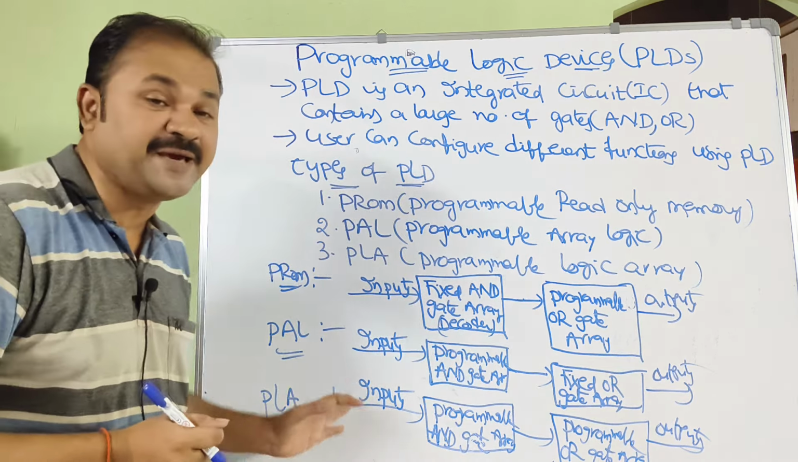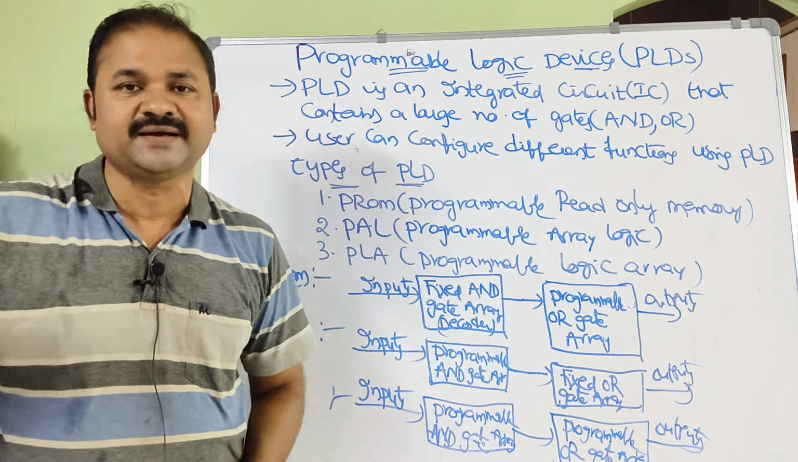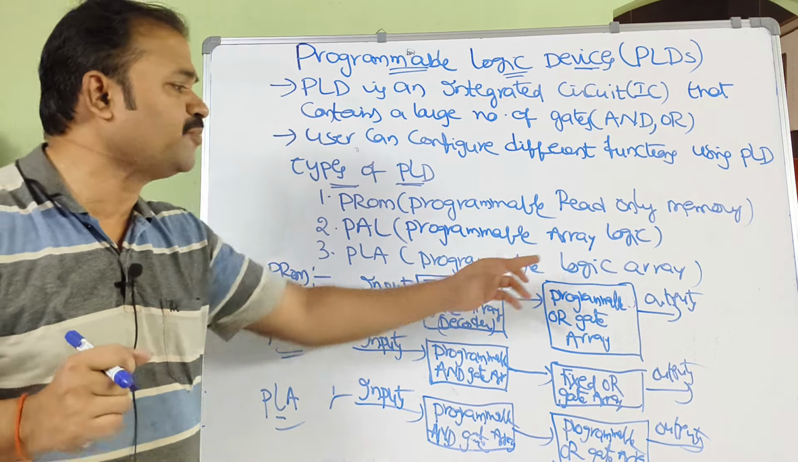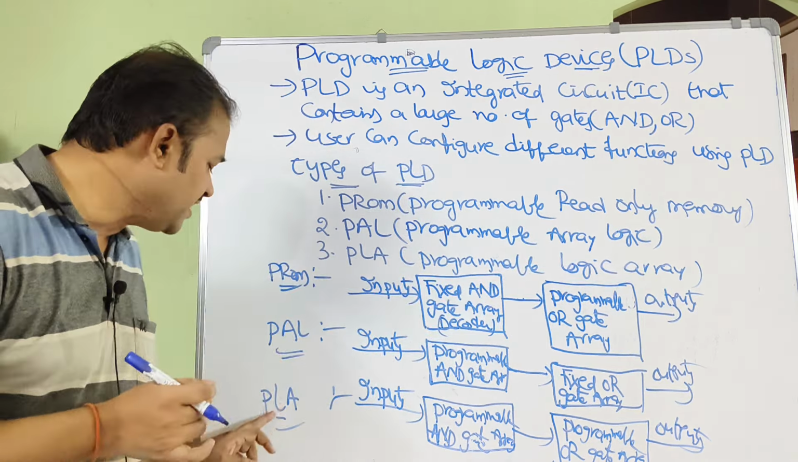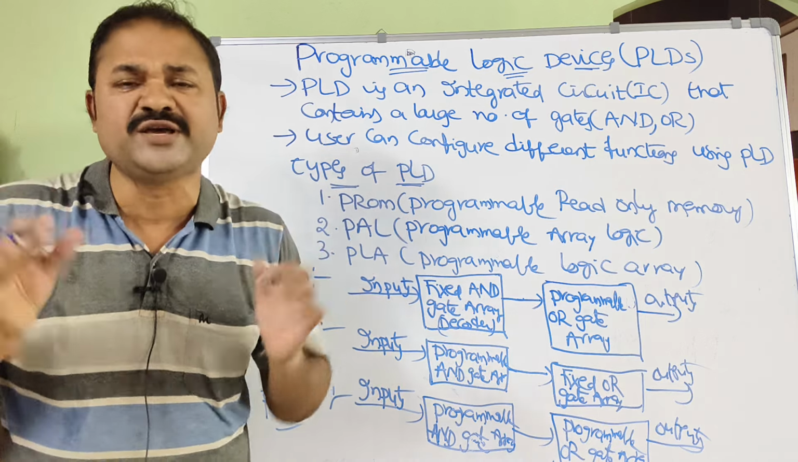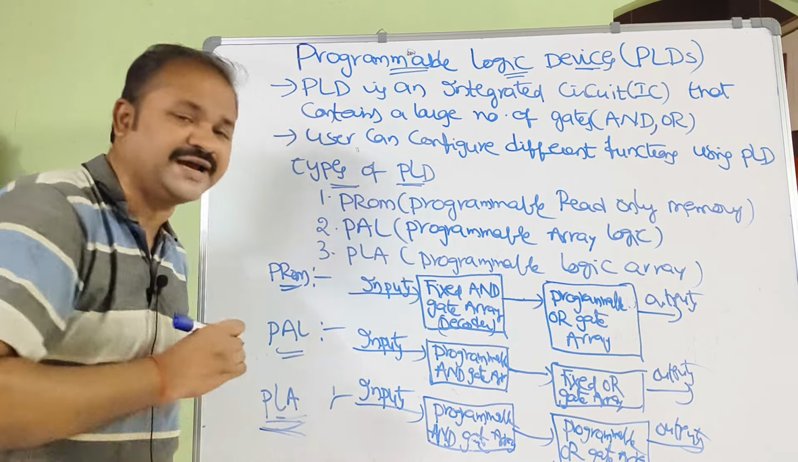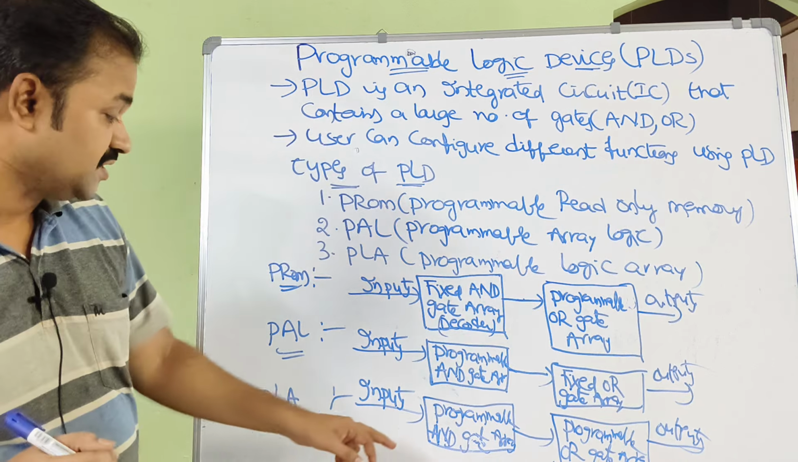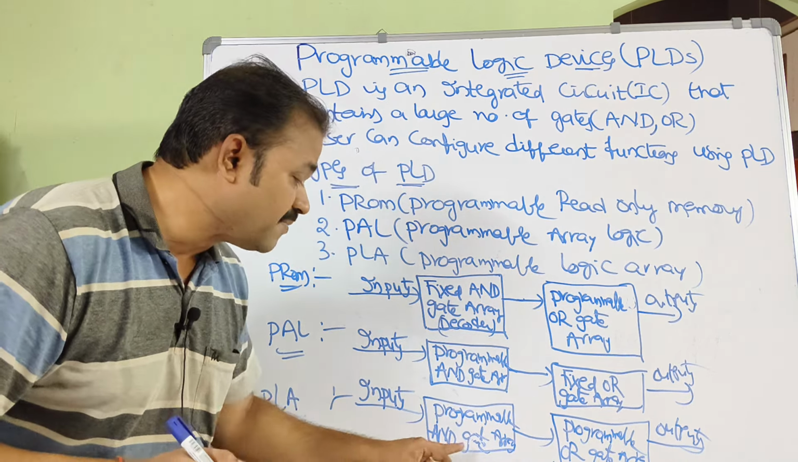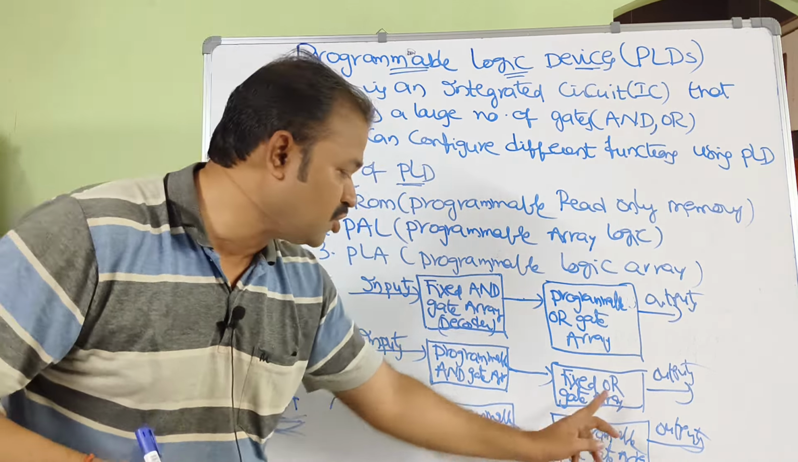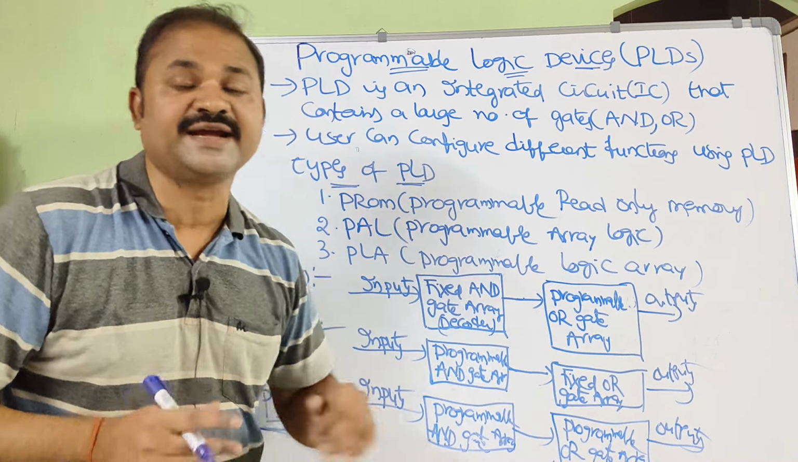And the last one is PLA. PLA stands for Programmable Logic Array. Here we will have only programmable gates. It contains a programmable AND gate array followed by a programmable OR gate array.